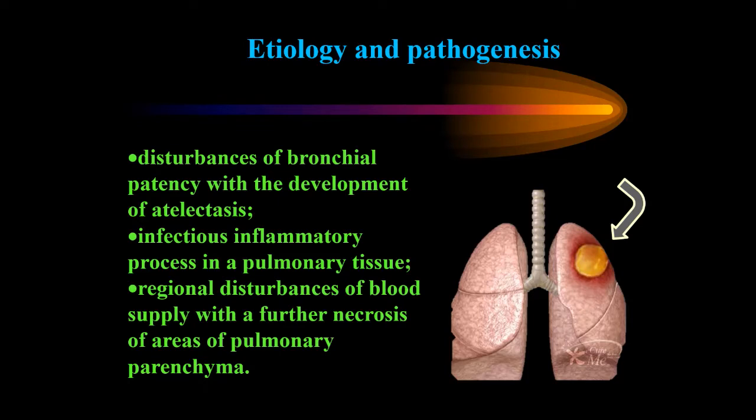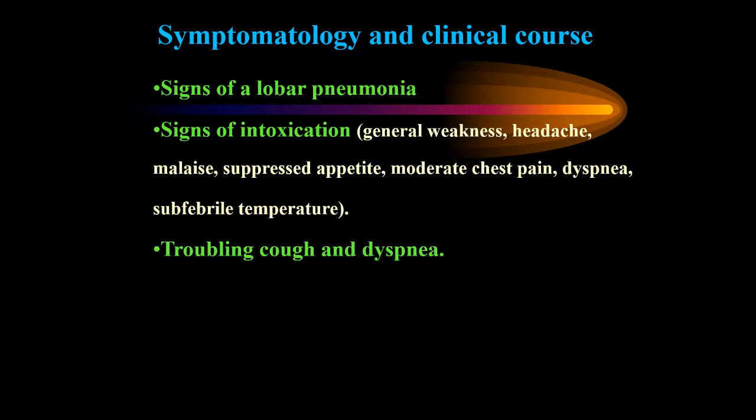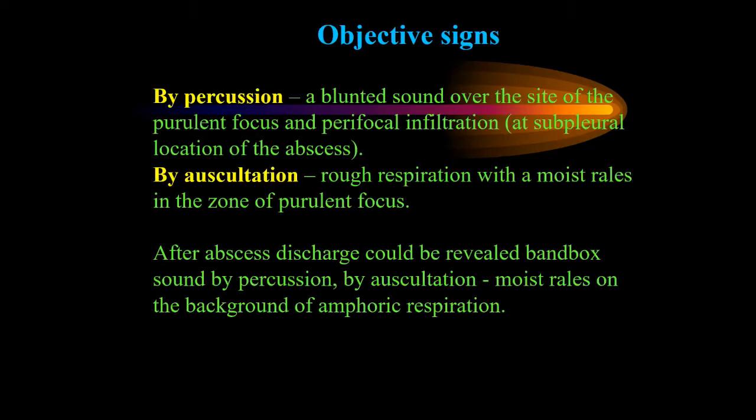Symptoms and the clinical course. At first, symptoms of lobar pneumonia. Second, symptoms of intoxication, such as general weakness, headache, malaise, suppressed appetite, moderate chest pain, dyspnea, subfebrile temperature, throbbing coughing, and dyspnea too. And sometimes there can be coughing with sputum.